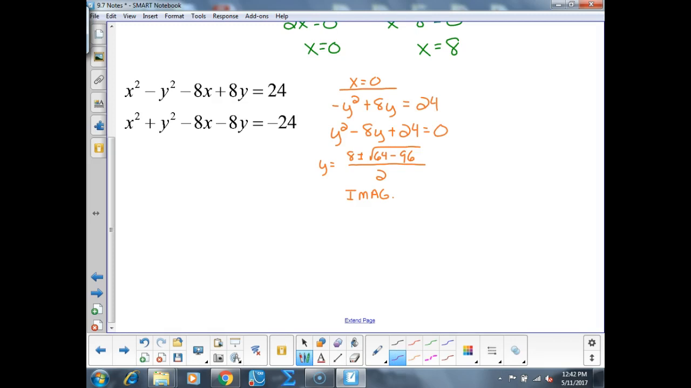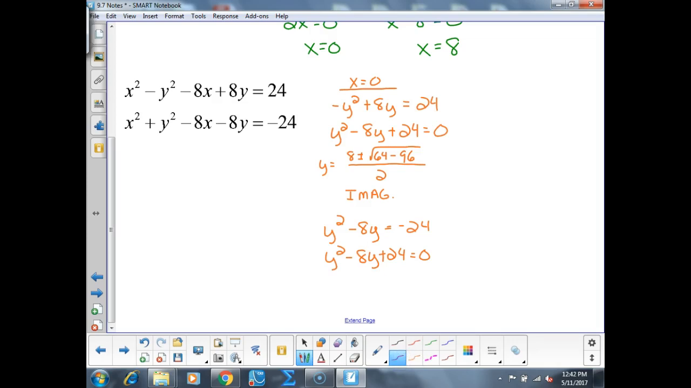Well, we can. But you kind of know. You're going to get the exact same thing. You know, there's no point. Okay? Because if you put in 0 in the other one, you're going to get y squared minus 8y equals negative 24, which becomes y squared minus 8y plus 24 equals 0, which is the same thing. Okay?